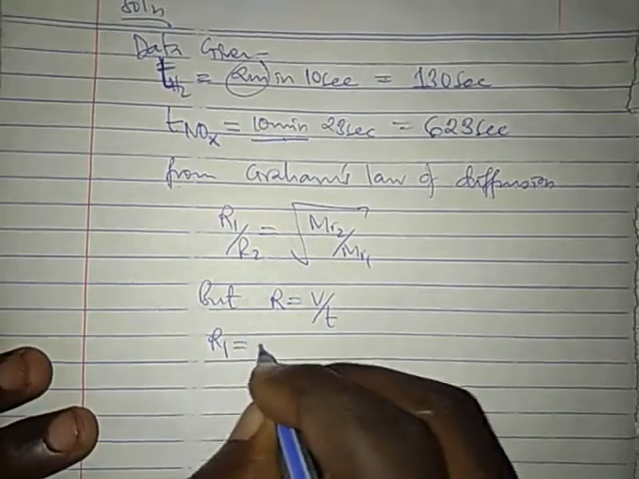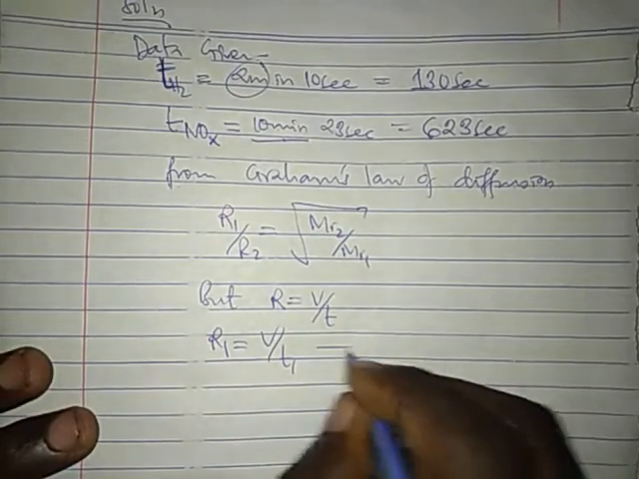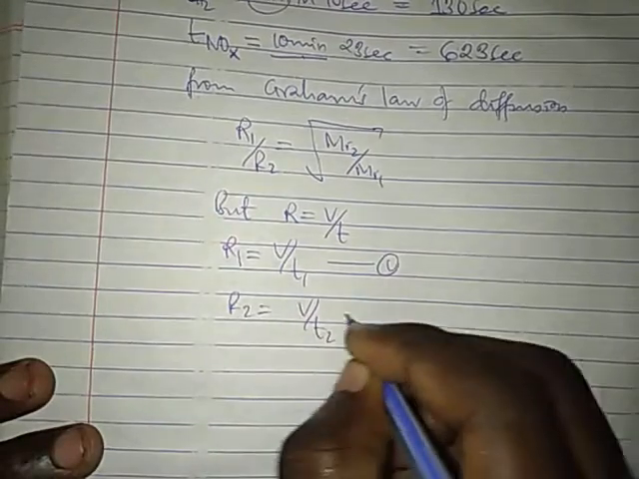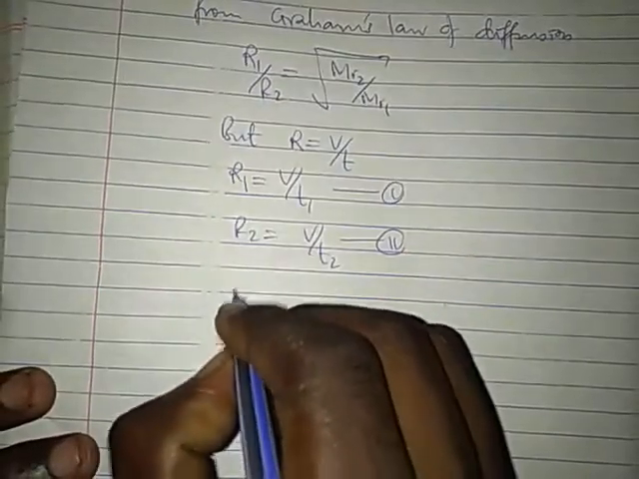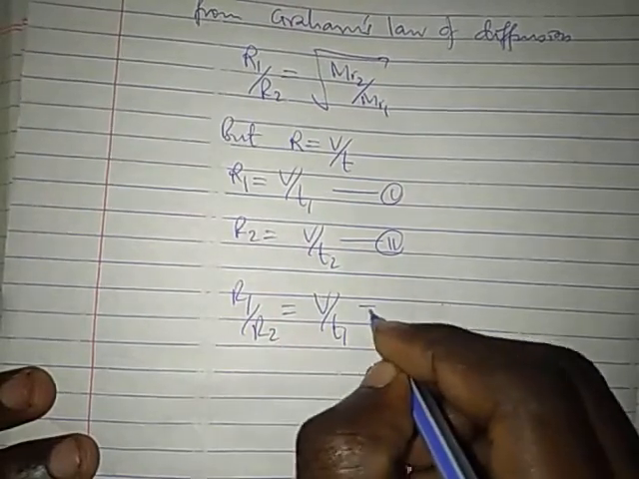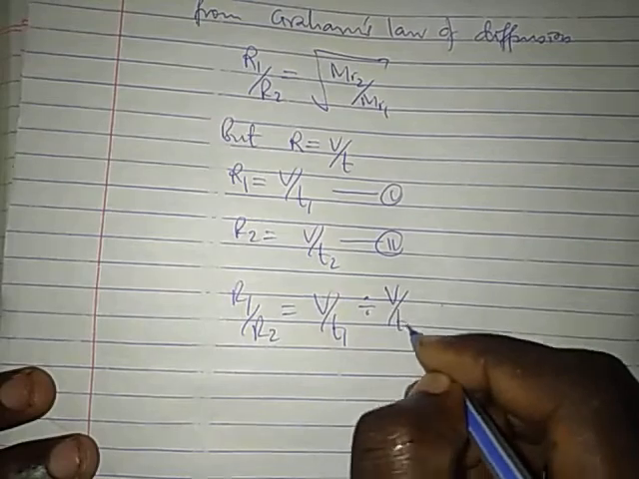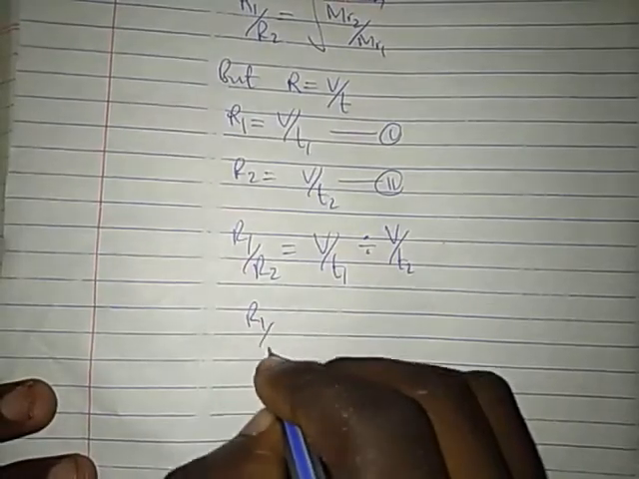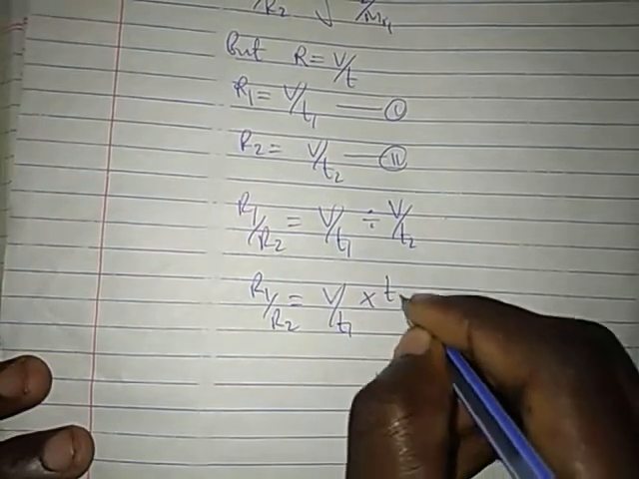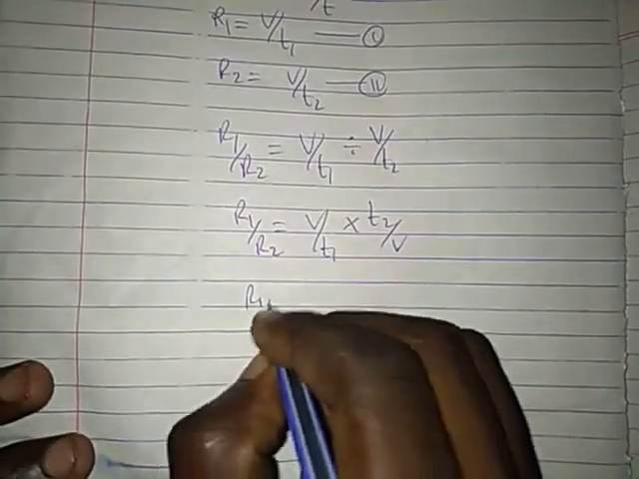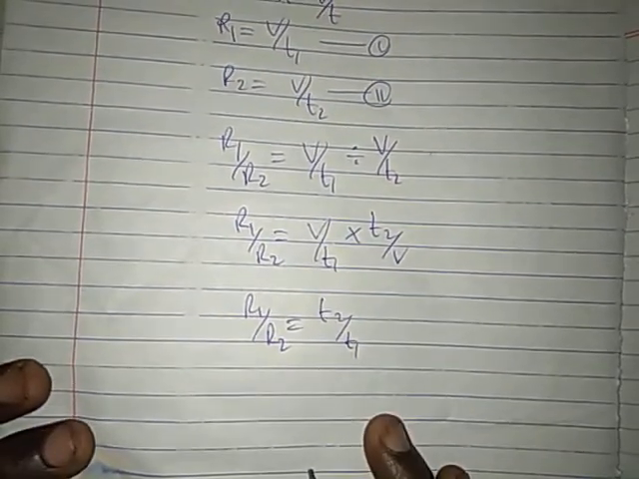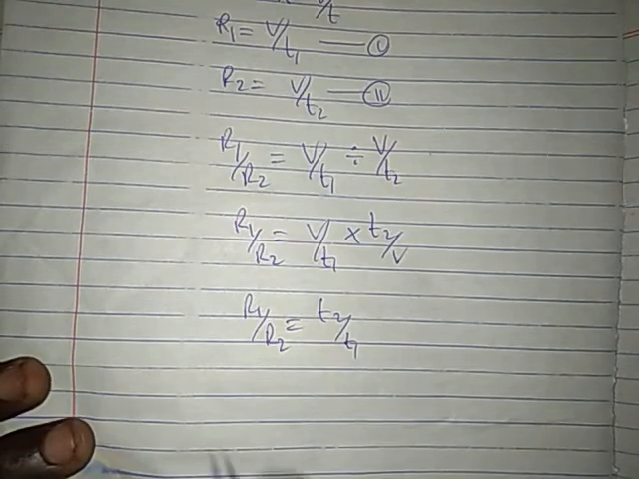So rate 1 itakuwa volume divided by T1. Equation 1. Rate 2 itakuwa volume divided by T2. Equation 2. Rate 1 divided by rate 2 itakuwa V divided by T1 divided by V divided by T2. So R1 divided by R2 is equal to V divided by T1 times T2 divided by V. R1 divided by R2 is equal to T2 divided by T1.